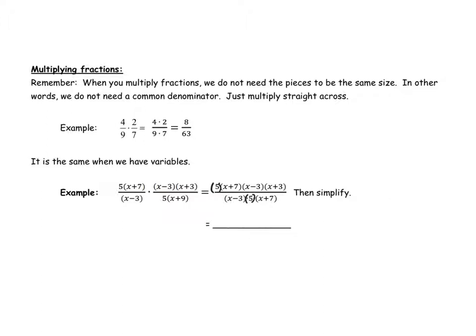So once you've got everything being multiplied and no addition outside of those parentheses, then you are good to start dividing things out. X minus 3 over x minus 3 gives us 1. 5 over 5 gives us 1. X plus 7 over x plus 7 gets us 1. So all I have left then is that x plus 3, and that's going to be on the top of the fraction where it currently lives.